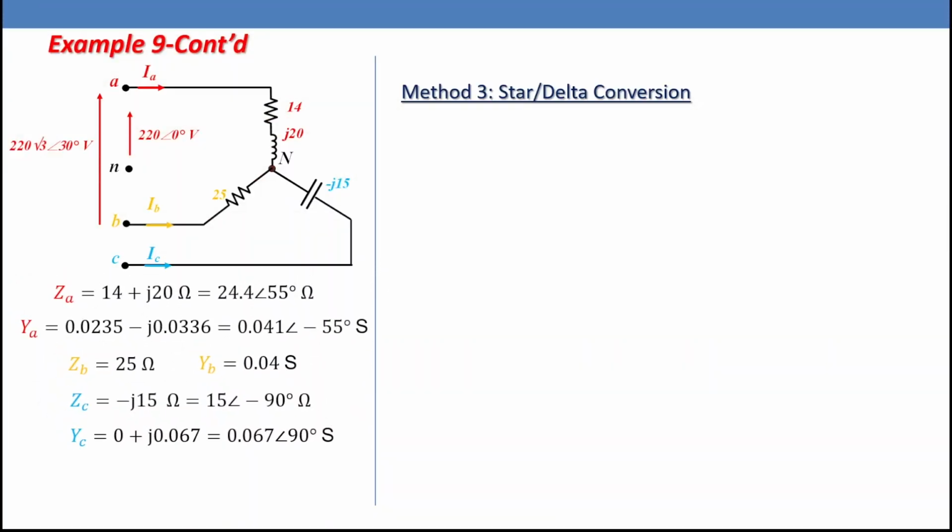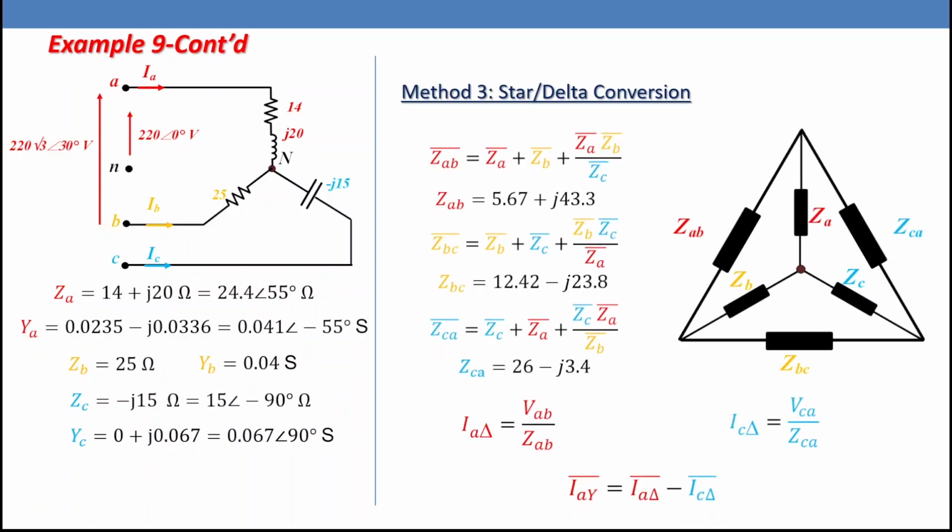We are going to solve the problem as well using the star-delta conversion technique. We calculate ZAB, ZBC, ZCA using the impedances we have, ZA, ZB, ZC. Then we calculate the delta current, which is VAB, the line voltage, over ZAB, and IC delta equals VCA over ZCA. Then we can calculate the star current for phase A: IAY equals IA delta minus IC delta.